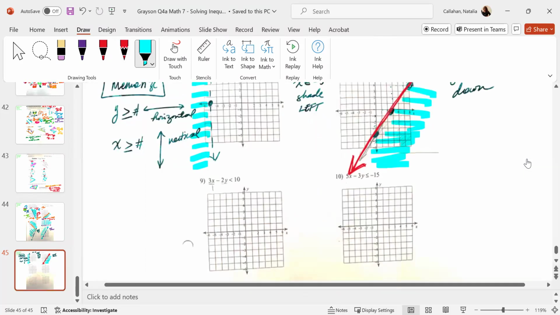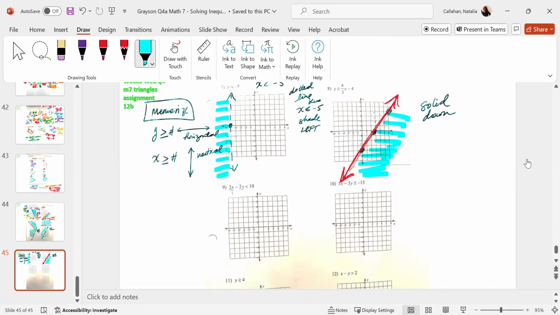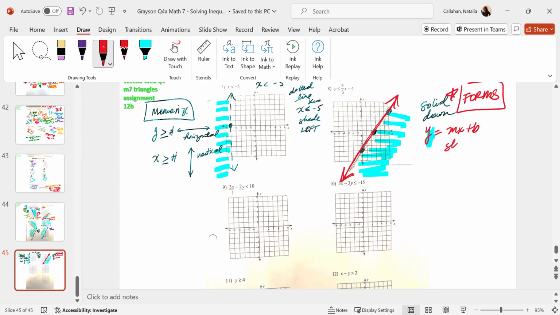So take a look at number 9. Number 9 is very different than, let's say, number 8, correct? Number 8 is y equals mx plus b. They're the forms. This is something you need to memorize, okay? This is called y-intercept form. Do you remember that? Yes.